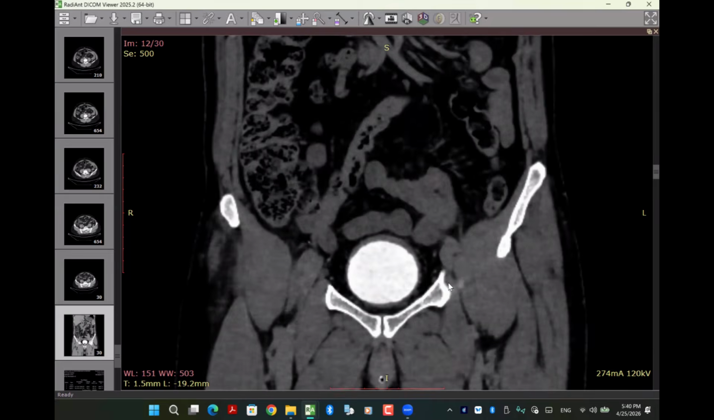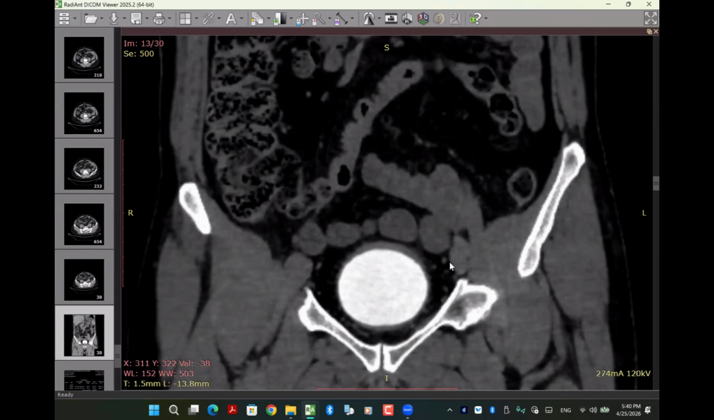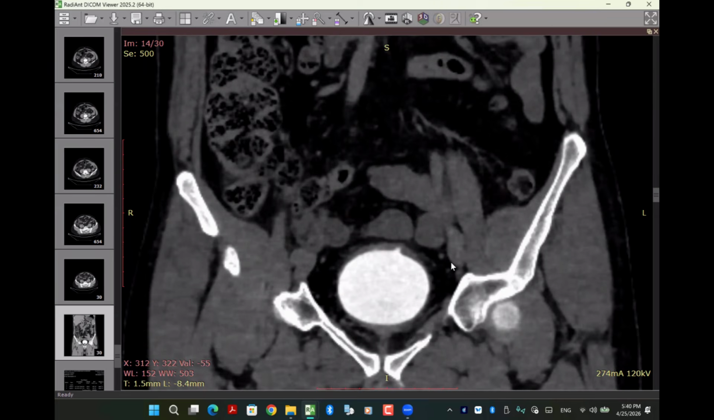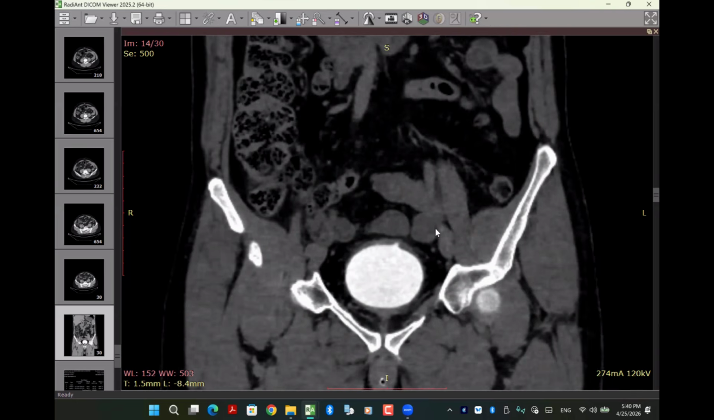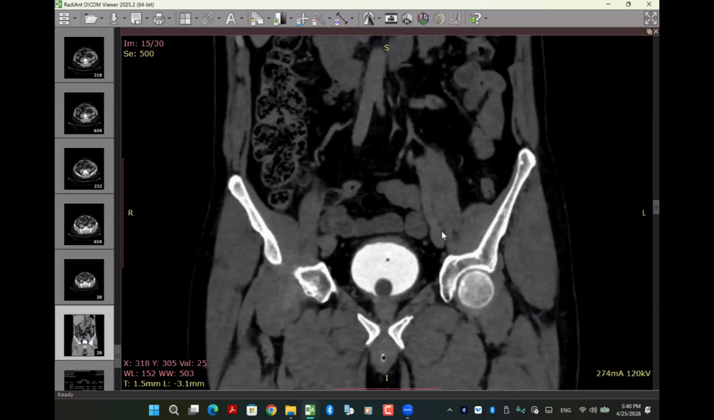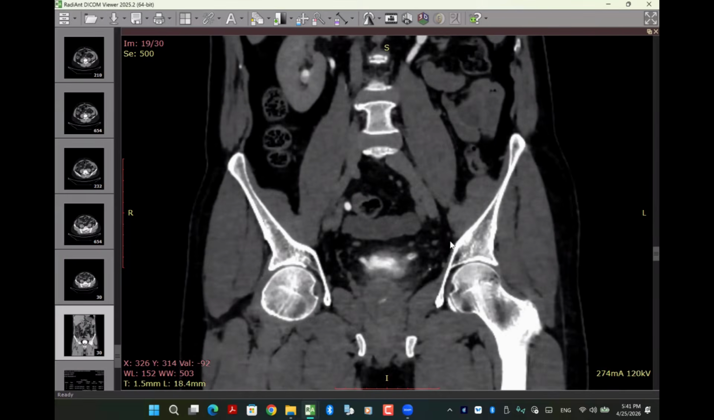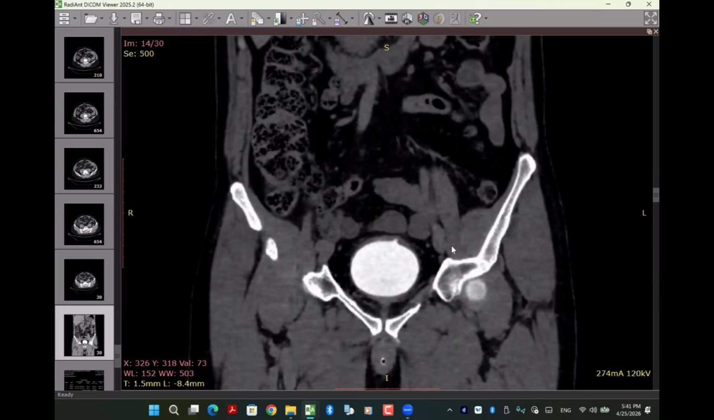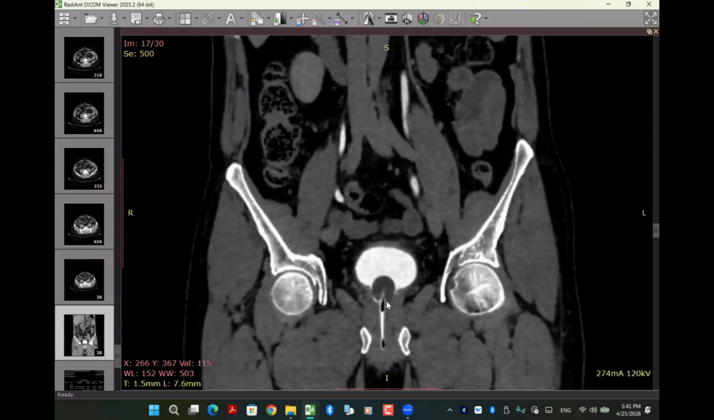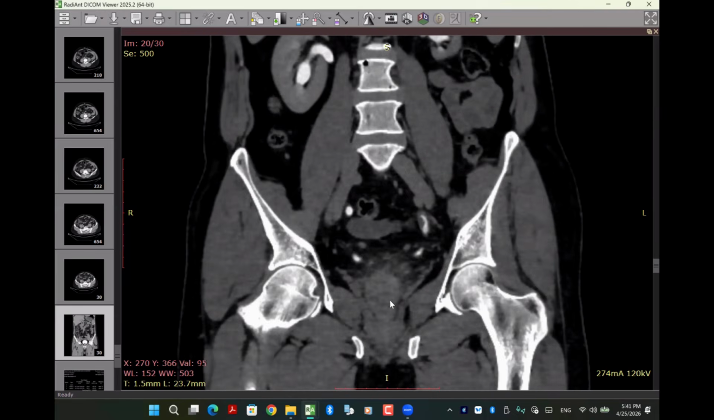What history can you take from this case? What do you want to ask this patient about? I will ask about the history of hematuria, and second, any weight loss, any loss of appetite, any history of UTI, recurrent UTIs, history of bilharzial affection, history of prostatic cancer, or any chronic prostatitis.